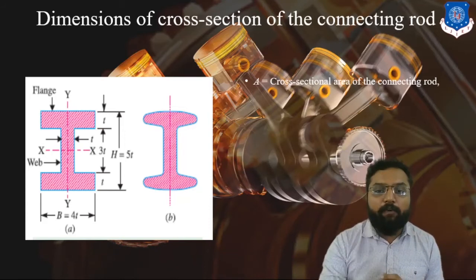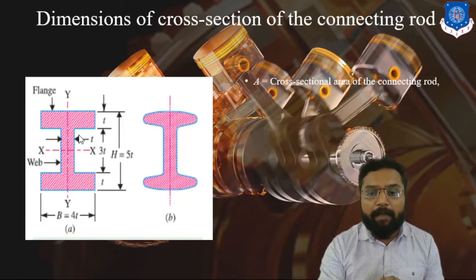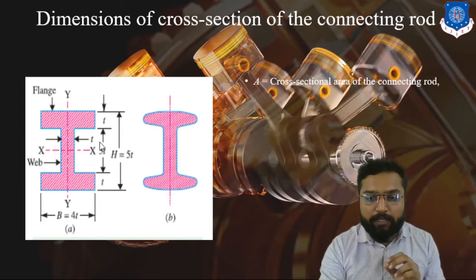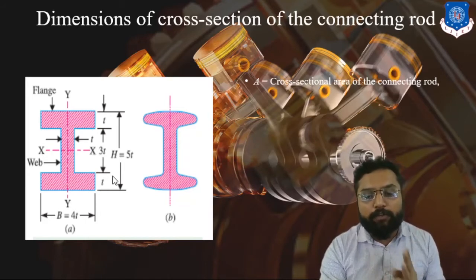Clear? And what is the area of this web? So the web height is 3T only. Here you can see 3T. The height of the web is 3T. Yeah? And the thickness of the web is T. So it will be 3T into T. So 3T square and 4T square. So the summation of that is going to be our final area.